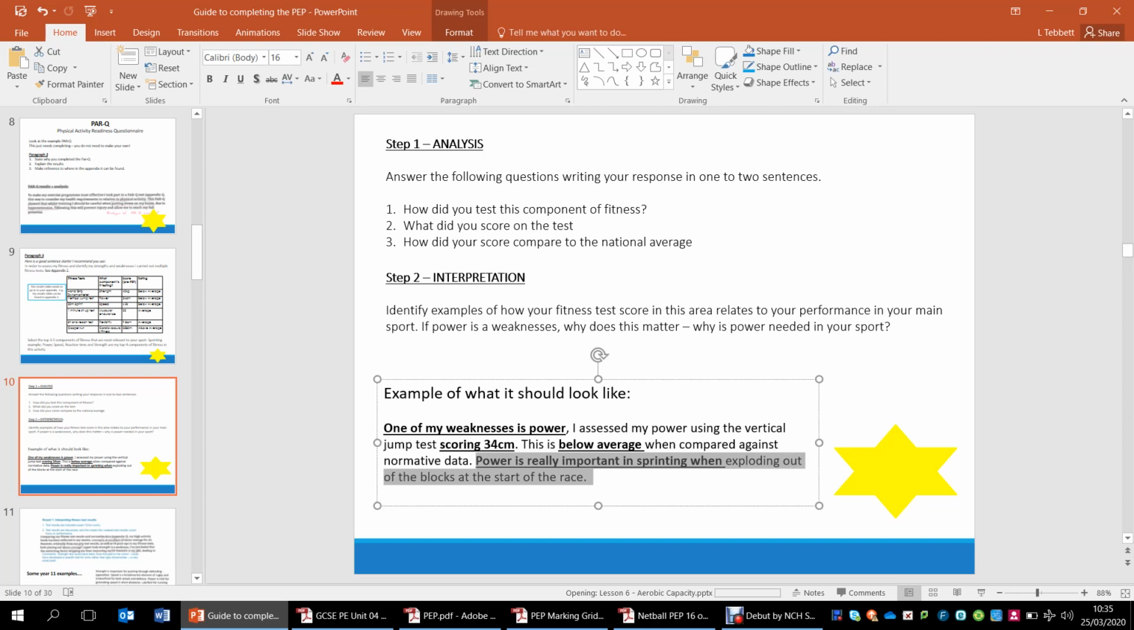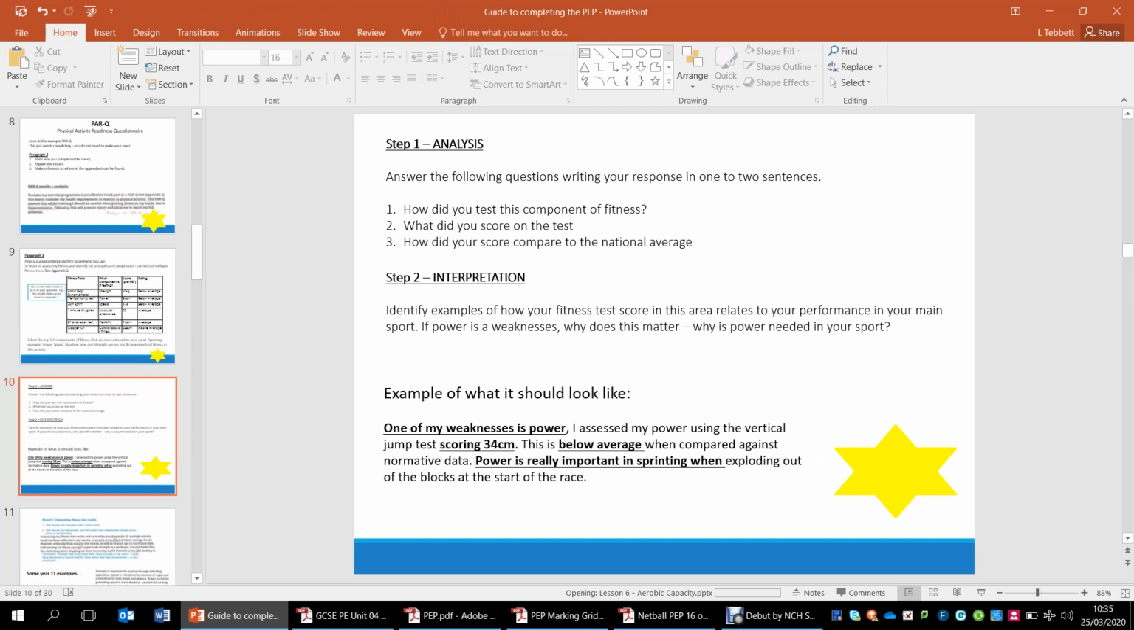So the key message then, to analyse your results, you need to talk about what component of fitness, how did you test it, and how does your score compare to the national average, followed by links to your performance. Why is that component of fitness important, and what does that test result suggest? Now I did say that you should do this process for 3 of your test results overall, so 3 components of fitness that apply to your sport. So don't look at things if they're not quite relevant, because it's unnecessary at this stage.